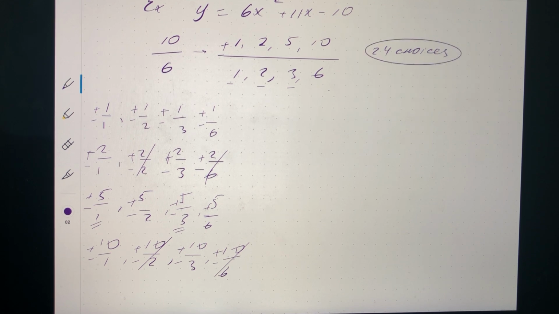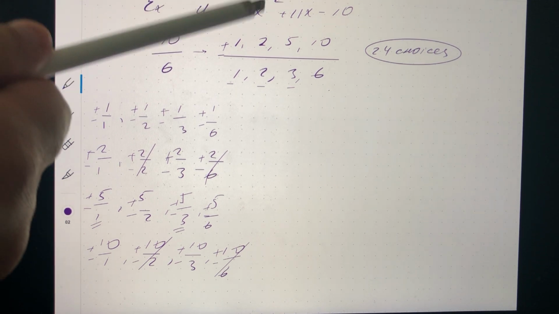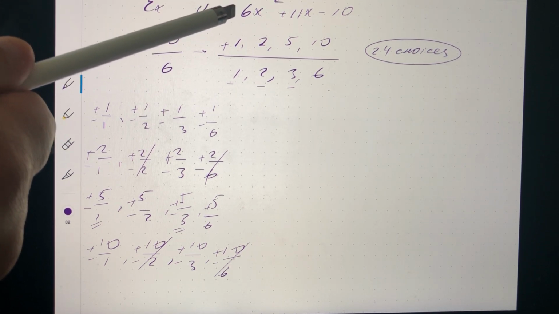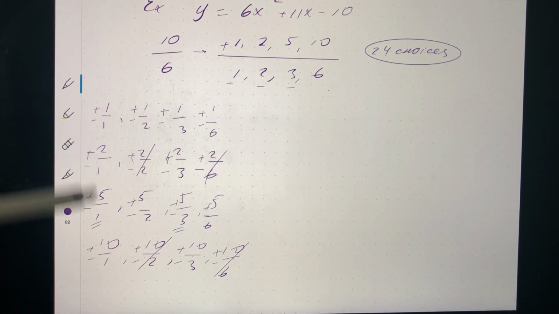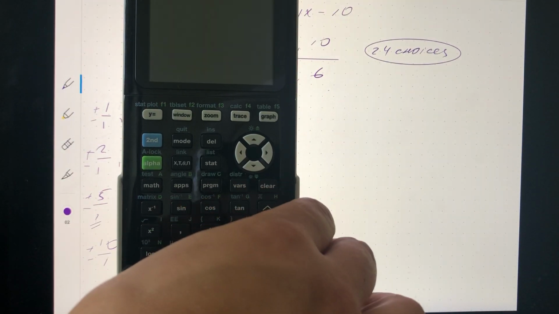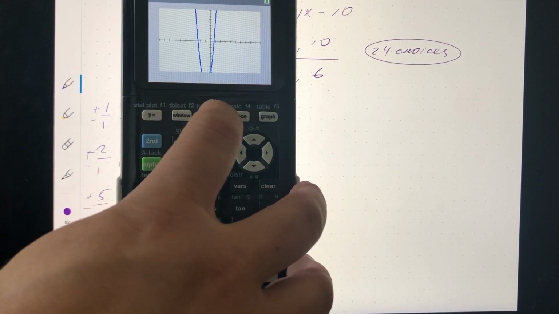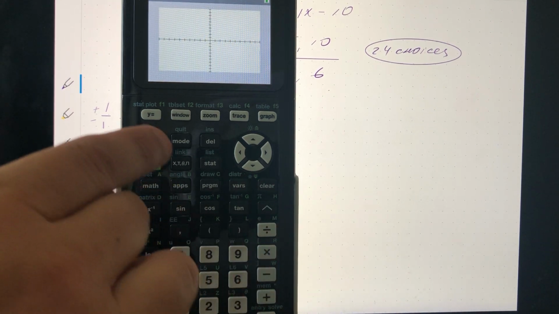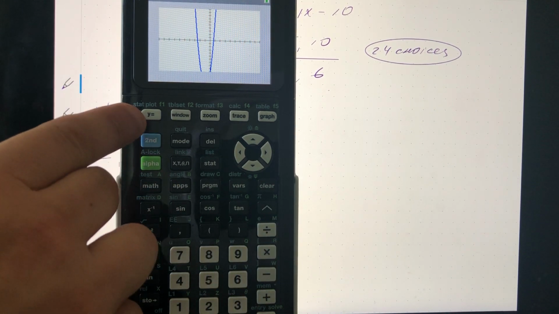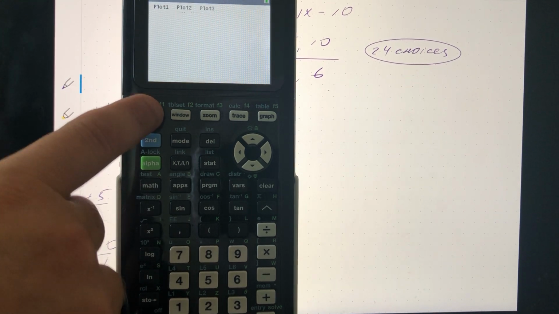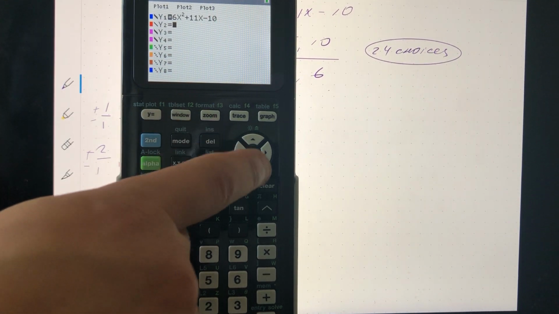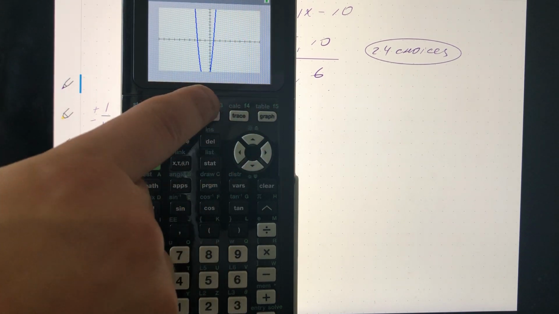Now, that's what the rational zero theorem promises: if our quadratic has a rational solution, if it is a fraction, it's in this list. With the calculator, we can narrow down the possibilities considerably. So let's actually look at the picture. Here's the graph. I have already typed in the equation, 6x squared plus 11x minus 10, and the picture is here.